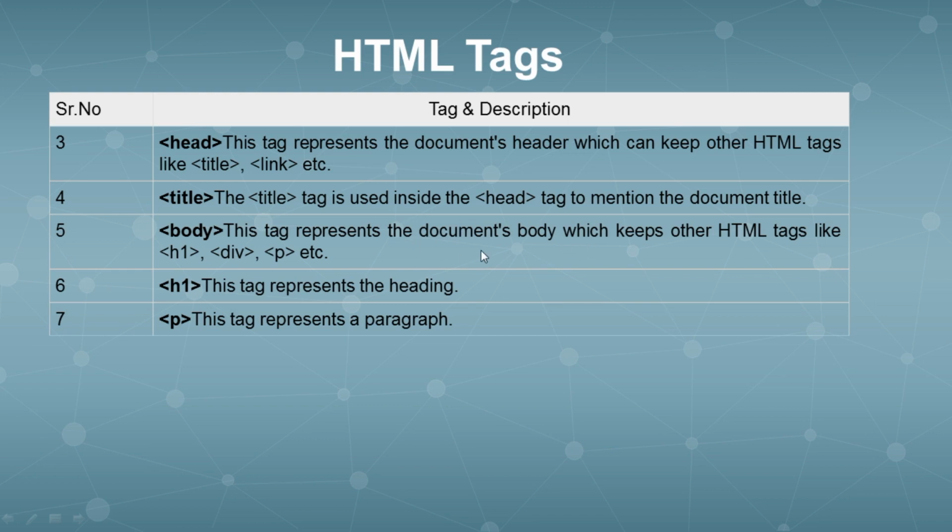Now the fifth one, the body tag, represents the document's body. It keeps HTML tags like h1, div and paragraph tags, etc. Sixth one, the h1 tag, represents the heading tag. Actually the h1 tag is not the only heading tag. There are a number of tags from h1 to h6, where h1 is the biggest heading tag and h6 is the smallest heading tag. The seventh point, the p tag, represents the paragraph.